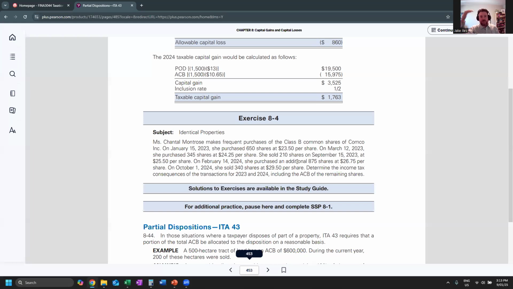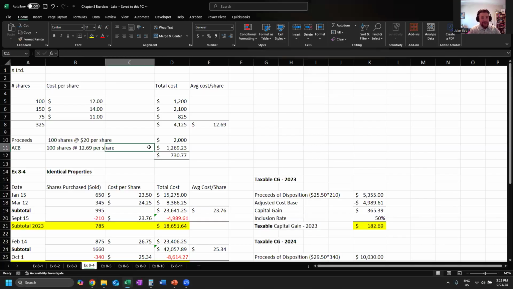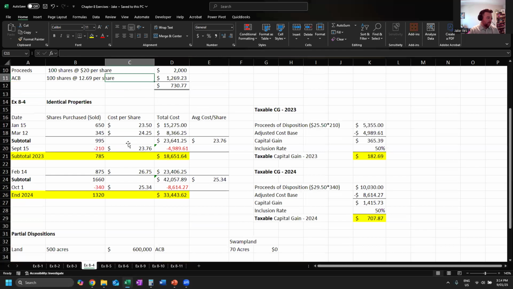So we have multiple purchases, multiple sales. What do we do? How do we deal with that? Well, we take it one step at a time, really. So for identical properties, we have our original transaction. On January 15th, we bought 650 at $23.50 a share. So 650 times $23.50, we spent $15,275. On March 12th, we bought more shares. And on that day, we spent $8,366.25.